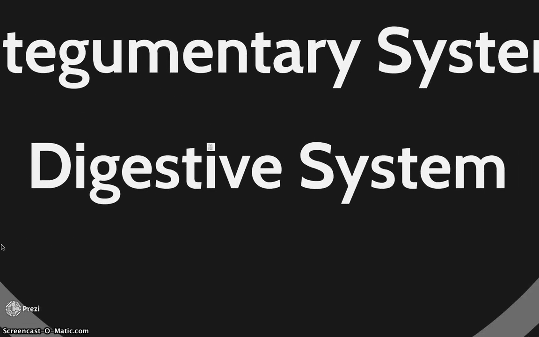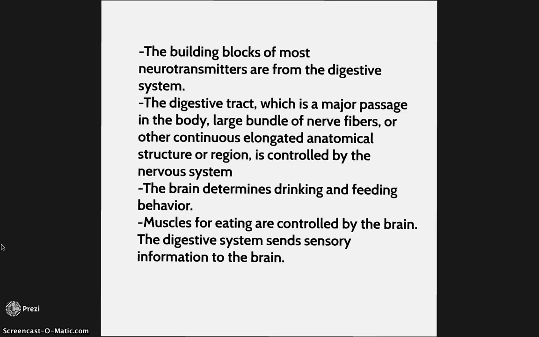Lastly is the digestive system. The building blocks of most neurotransmitters are from the digestive system. The digestive tract, which is a major passage in the body, is controlled by the nervous system. The brain determines drinking and feeding behavior. Muscles for eating are controlled by the brain. The digestive system sends sensory information to the brain.